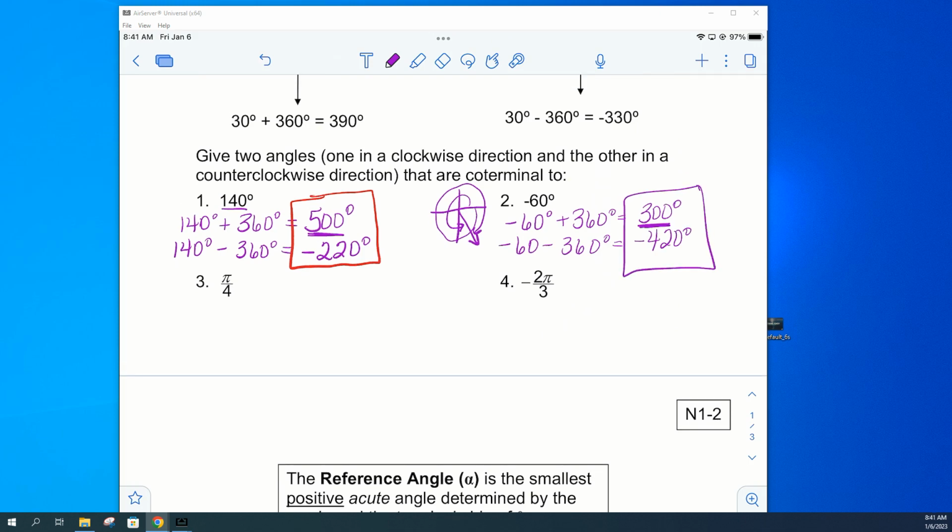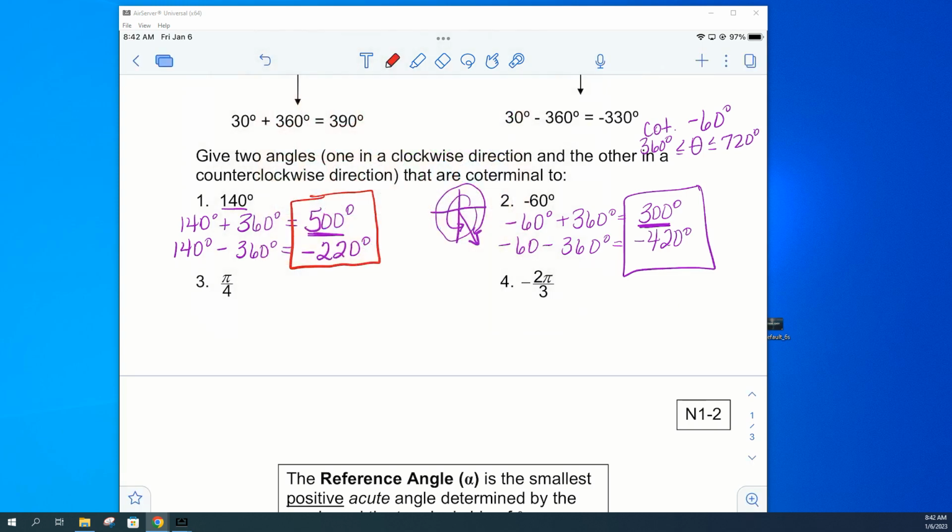Okay, I want to give you an idea of what they do on testing situations. Sometimes they give you a range. Instead of just saying, give me any coterminal angle, because really there's an infinite number of them, they give you a specific range. For example, give me a coterminal angle to negative 60 that's between 360 and 720. It wasn't worded the exact same way as the notes.